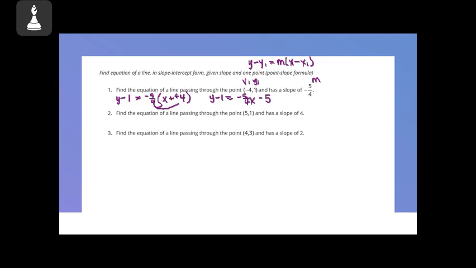Last thing I have to do then is to get y by itself. So I'm going to add 1 to both sides. So y equals negative 5/4 x minus 4 is the slope intercept form of this equation.